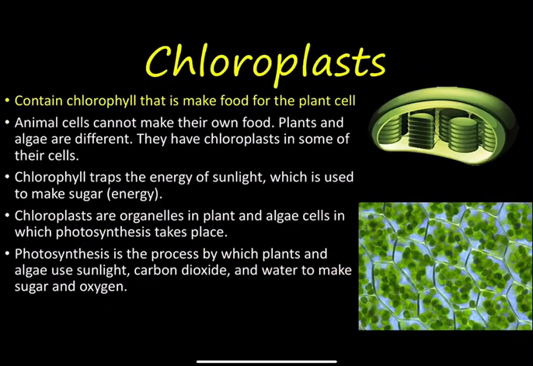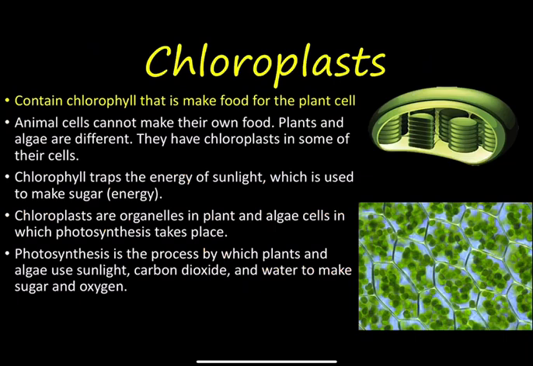Chloroplasts. Chloroplasts contain chlorophyll that is meant to make food for the plant. Animal cells cannot make their own food. Plants and algae are different. They have chloroplasts in some of their cells. Chlorophyll traps the energy of sunlight, which is used to make sugar, also known as ATP, also known as energy.